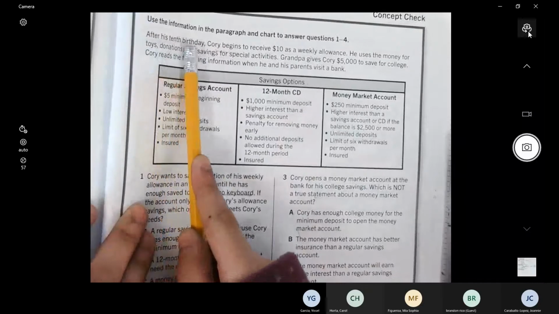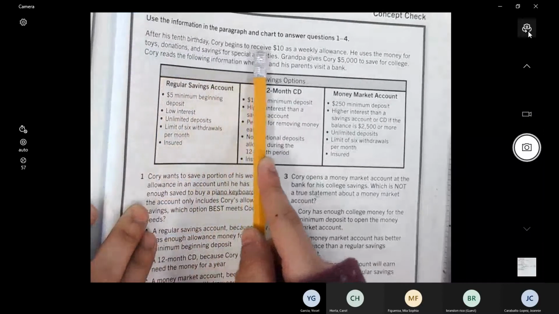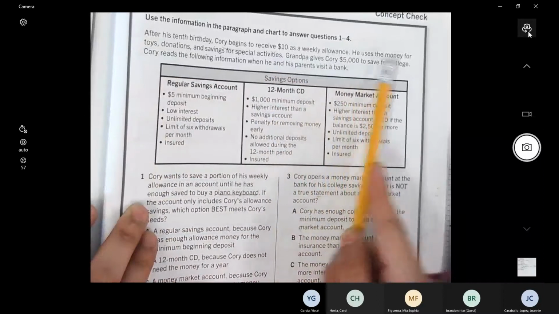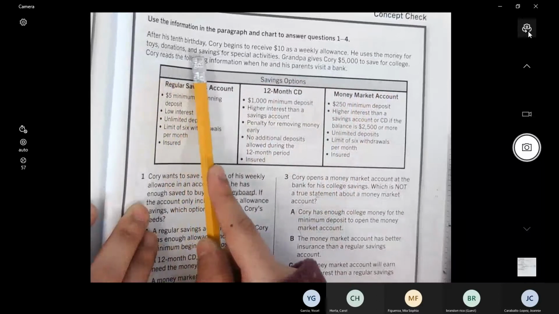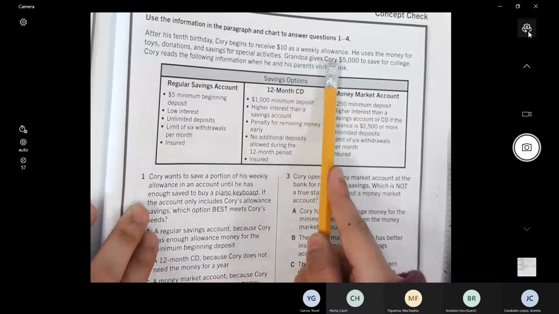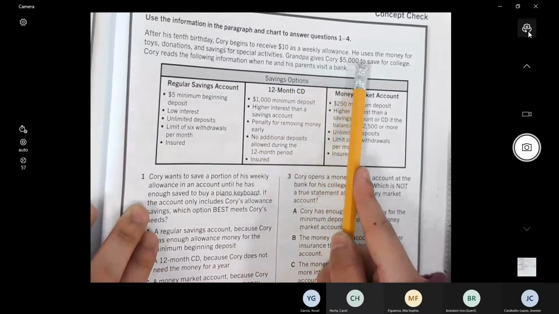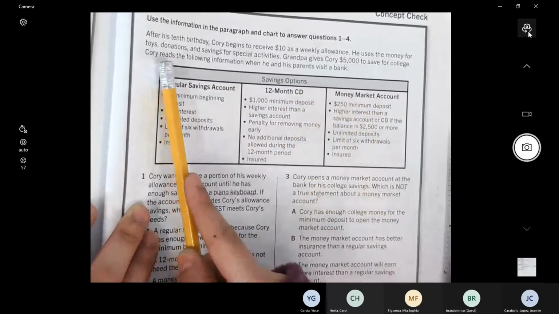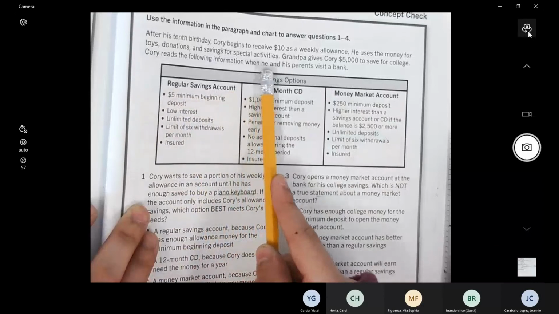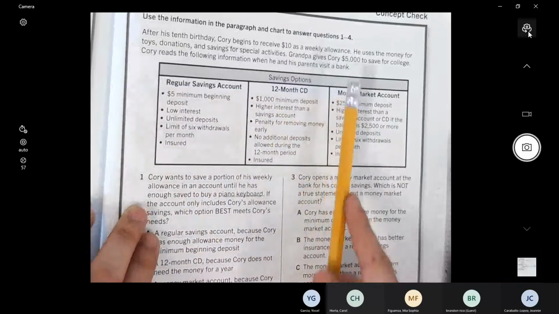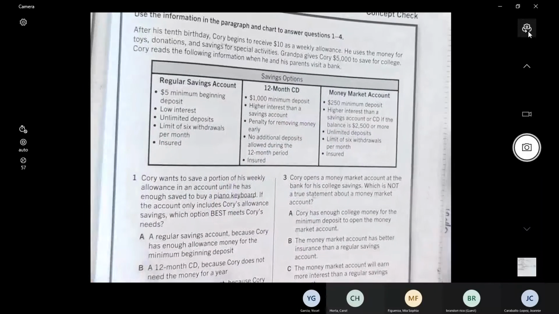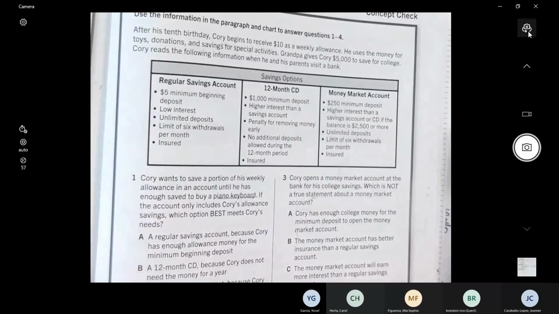After his 10th birthday, Corey began to receive $10 as a weekly allowance. He uses the money for toys, donations, and savings for special activities. Grandpa gives Corey $5,000 to save for college. Corey reads the following information when he and his parents visit a bank. Whose turn is it? Samantha.